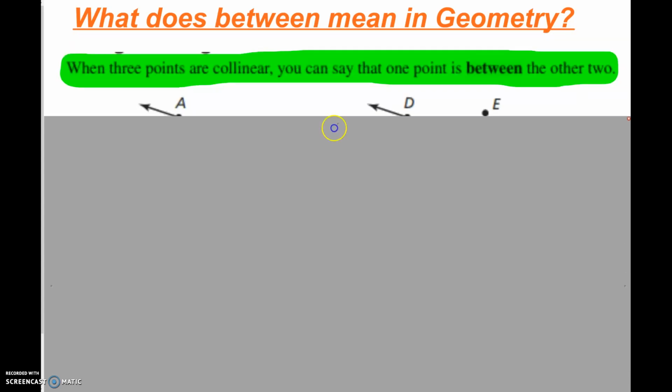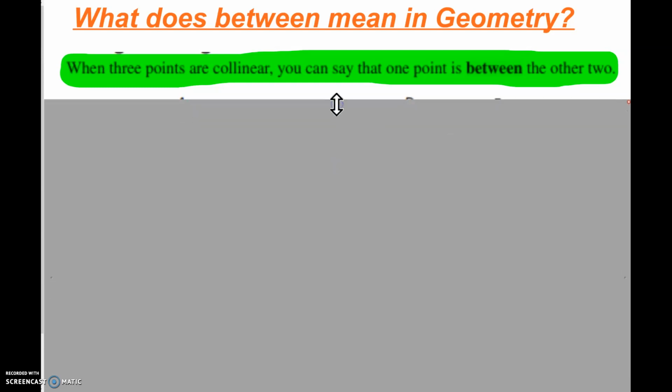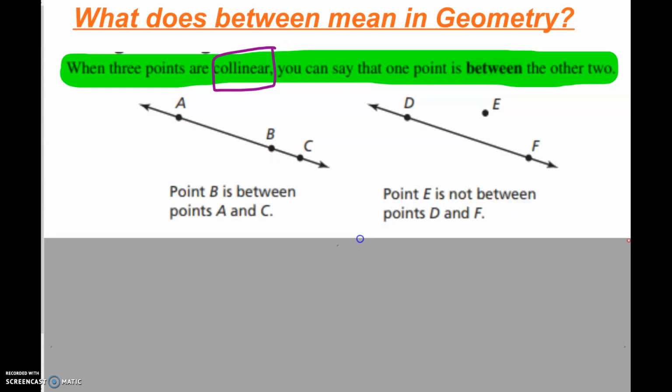All right, what does between mean in geometry? When you are sitting at your desks in your classroom, we talk about things being between, but in geometry, it means something specific. When you are talking about collinear points, points that are on the same line, you can say that one is between the other two. So if you look at this first one, we have collinear points A, B, and C, and B is between A and C.